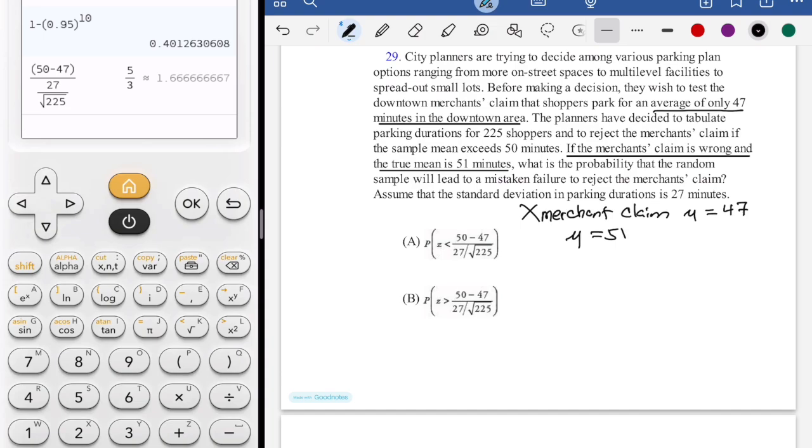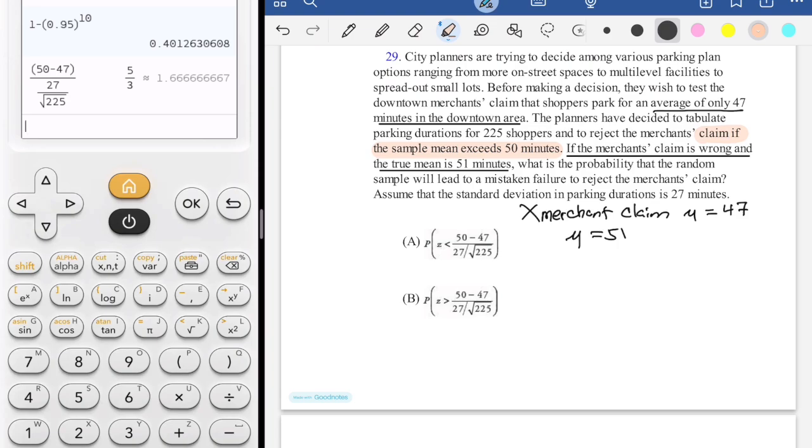So they're telling us that the true mean is 51. What I'm looking for is this little component here, how that fits into everything. Sample mean exceeds 50. So we're kind of treating that as our sample mean.